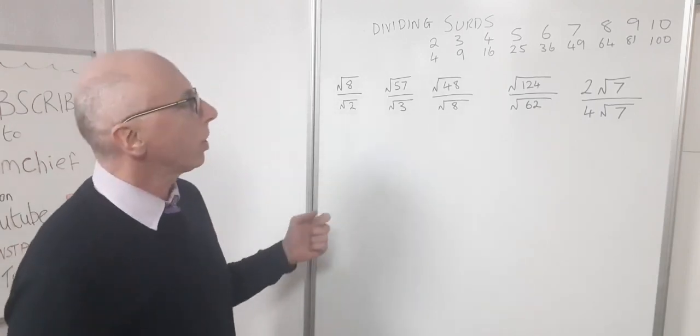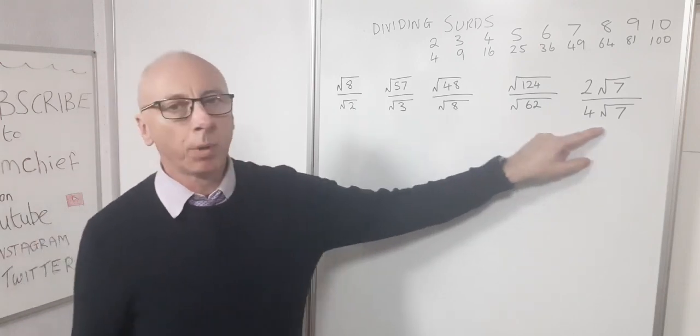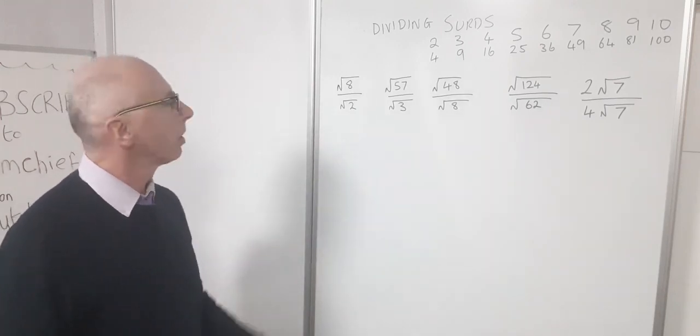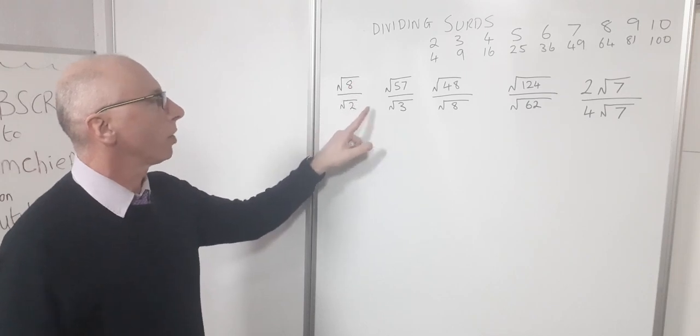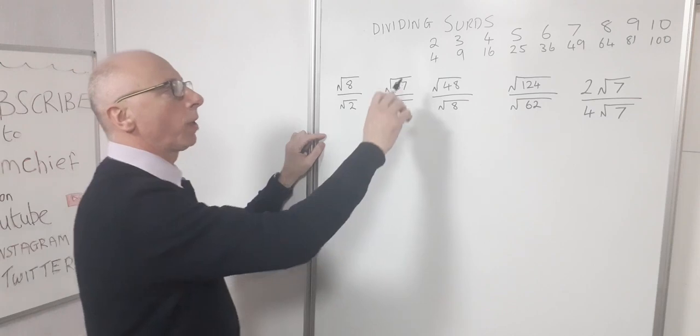Okay, so we've got a question here, dividing surds. Now we've got 5 examples where we can try and simplify these terms. So square root of 8 over square root of 2, and same with these. So you'll notice what I've done here.